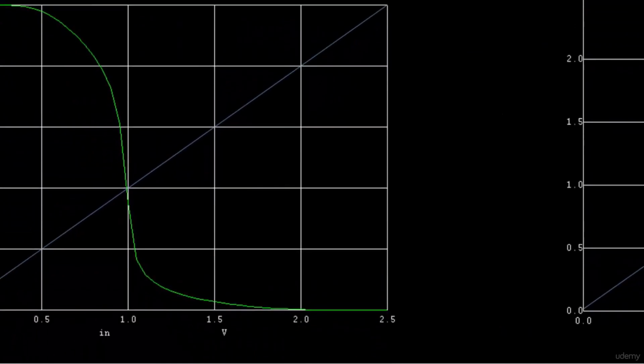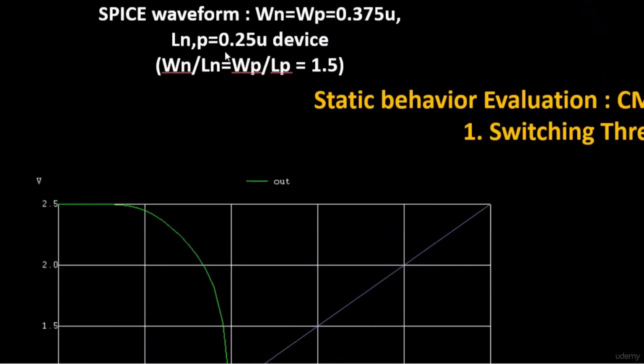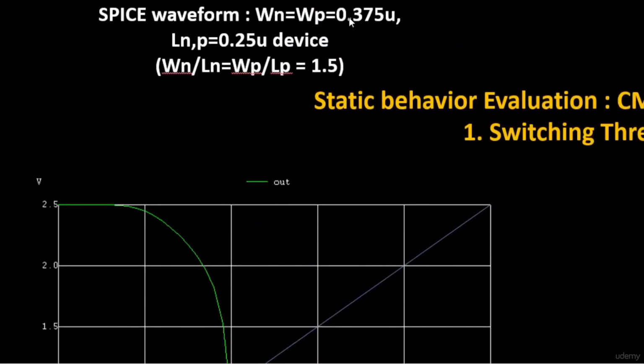So this is the point where your V in is equal to V out in this case, and this particular point tends to be somewhere around 0.9 volts. So for this particular device, your switching threshold, the point where your V in is equal to V out, lies somewhere at the intersection of this one and this one. So it lies somewhere over here. If you zoom more into this area, it will be about 0.9. That's with this kind of device, where your Wp is 0.375 and Wp by Lp is 1.5.